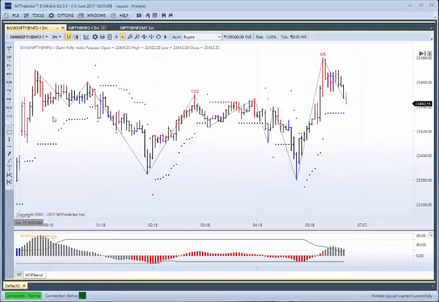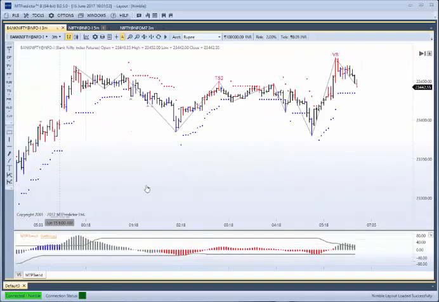I'll go on in a minute to put the higher time frame analysis on and show you how you could have then enhanced the trading even more there.